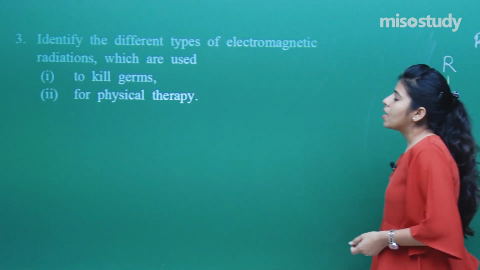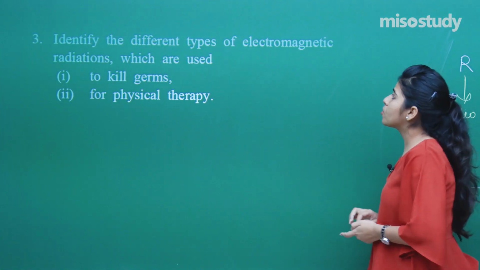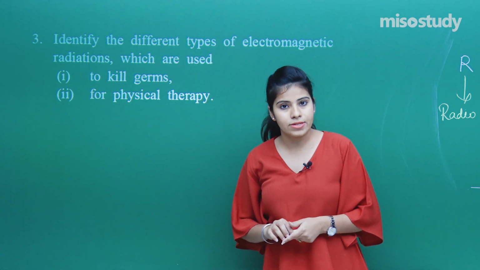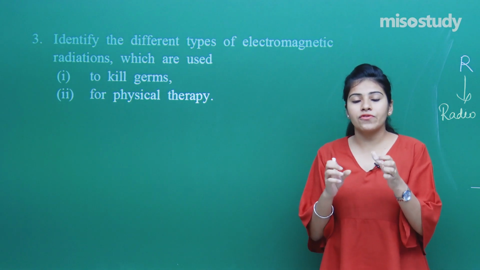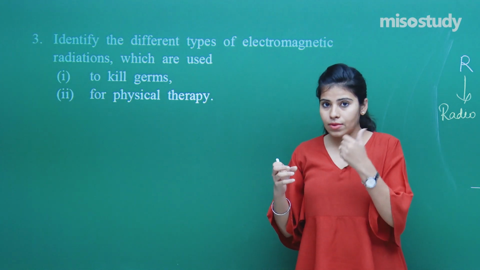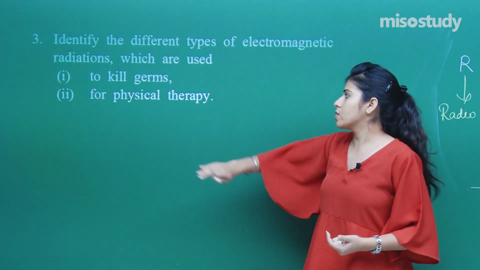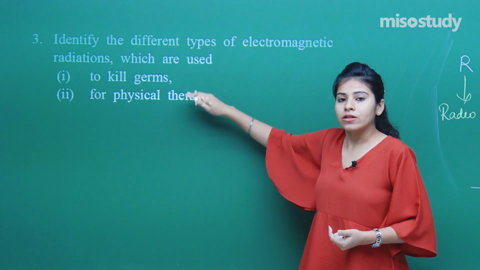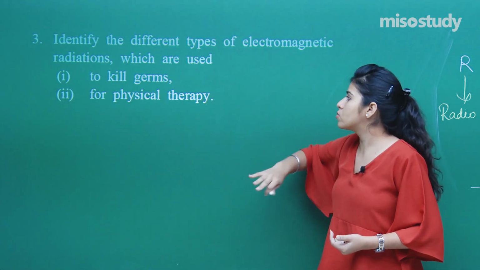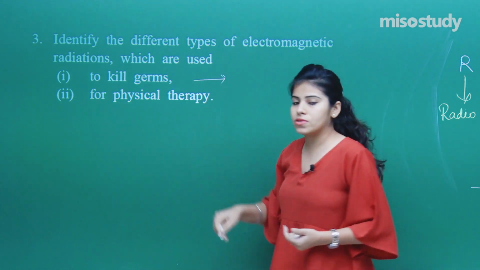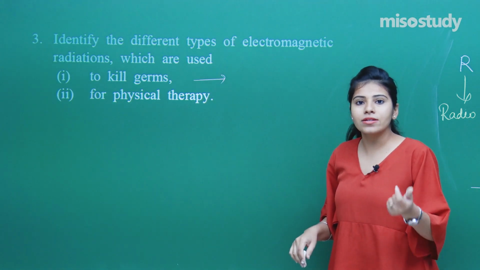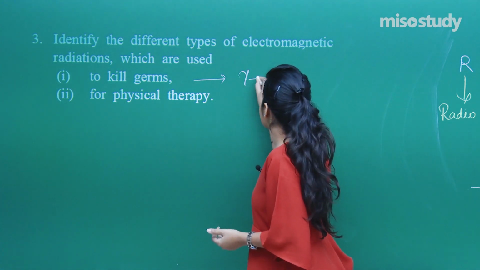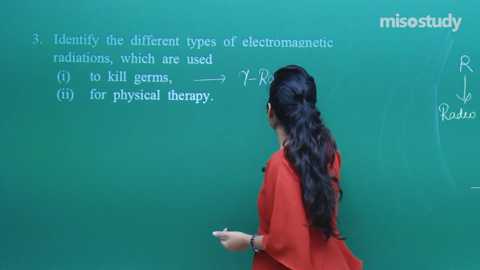Question number 3. Identify the different types of electromagnetic radiations which are used to kill germs. Now, as I told you, the different types of rays and their applications. So, these two are just the application of two rays, that is used, first of all, to kill germs. So, I must tell you that gamma rays are used to kill the germs. So, the answer is gamma rays.